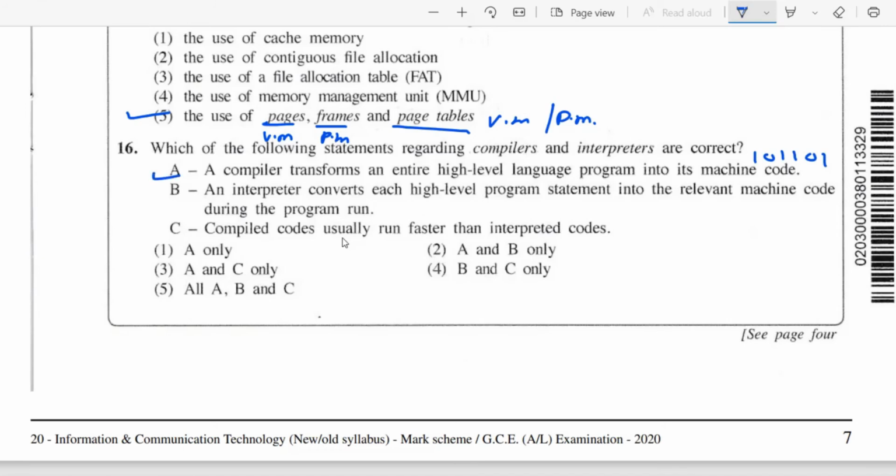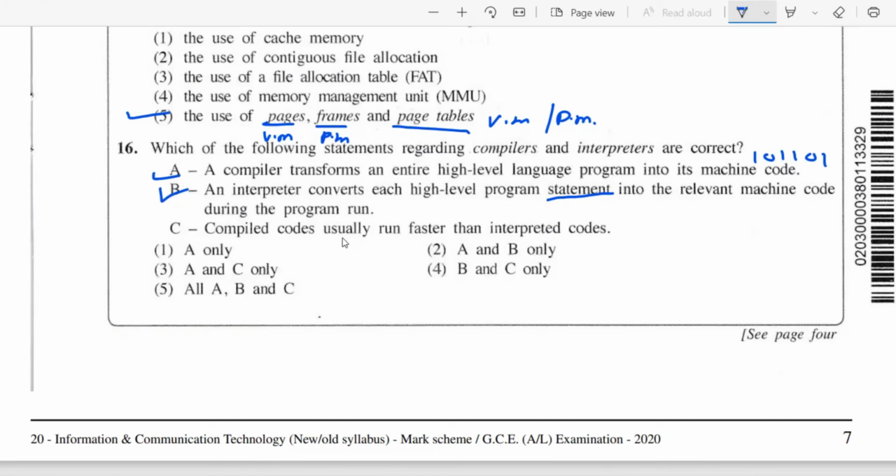A is correct. B, an interpreter converts each high-level program statement into the relevant machine code during the program run. What is important here is convert each high-level program statement. So statement by statement, one by one, right? That means line by line. An interpreter converts the high-level program statement by statement into machine code. That is correct. So a compiler converts everything, the entire program, into machine code, but the interpreter converts line by line into machine code.